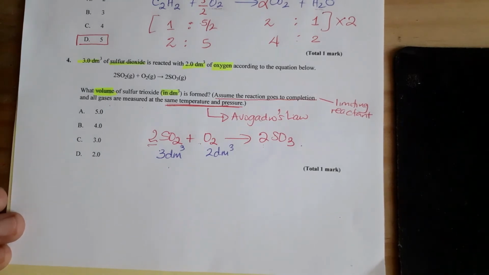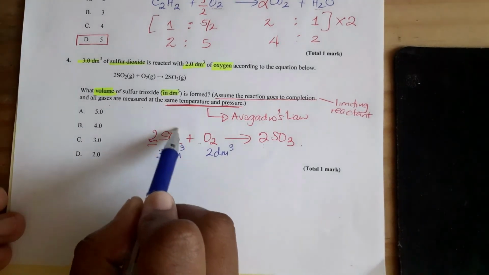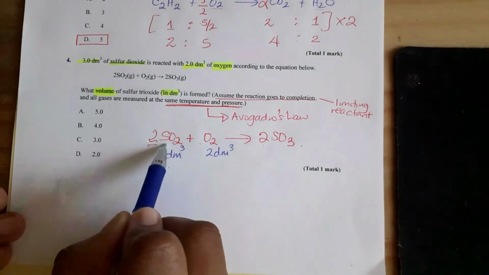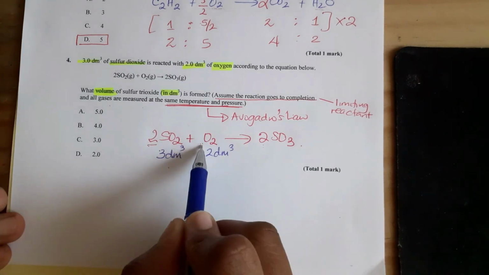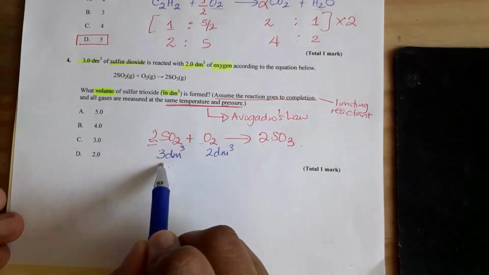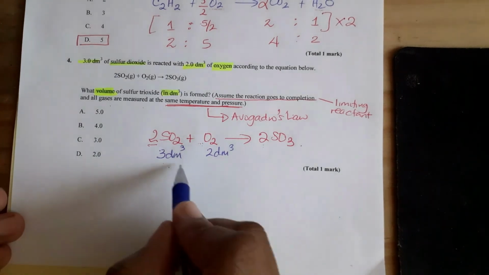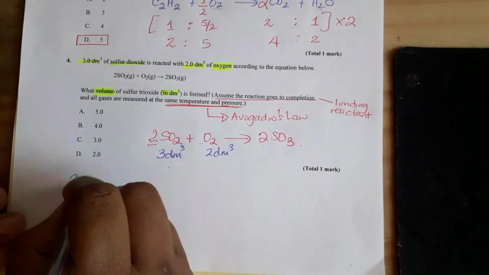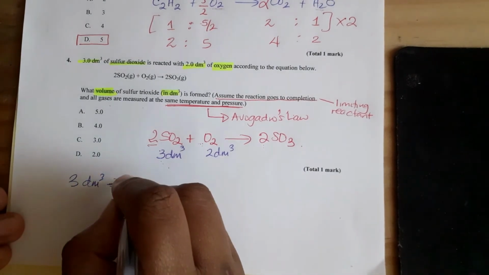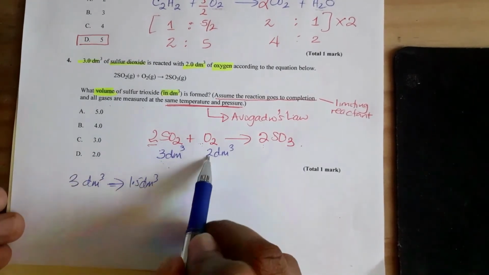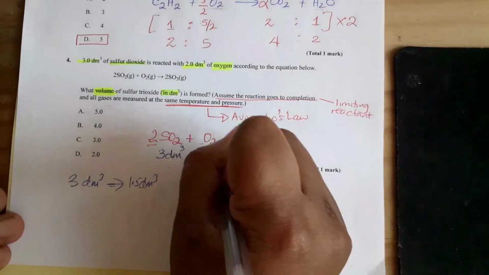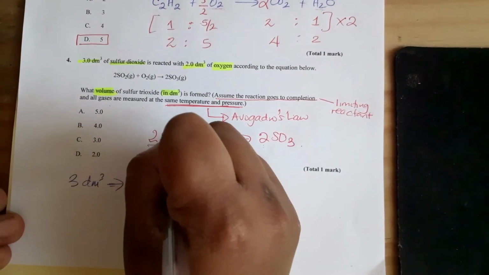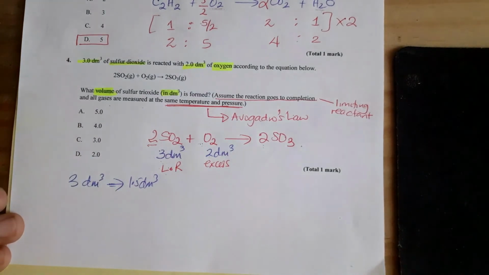And I'll simply do it like this. I'll say to myself, if I have 3 dm cube of SO2, based on the mole ratio, I need half that amount of oxygen to react. So 3 dm cubed really should take half of that, which is 1.5 dm cube of oxygen. I actually have more oxygen than I need. So in that case, it means my oxygen is in excess and my SO2 is the limiting reactant.